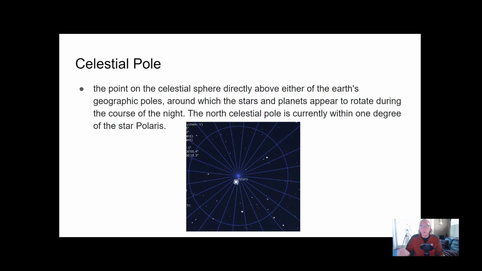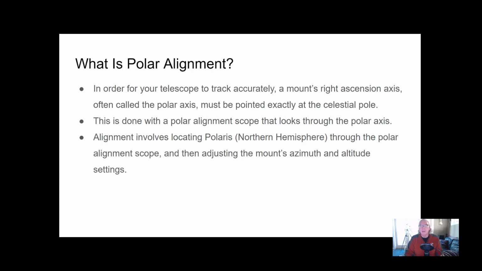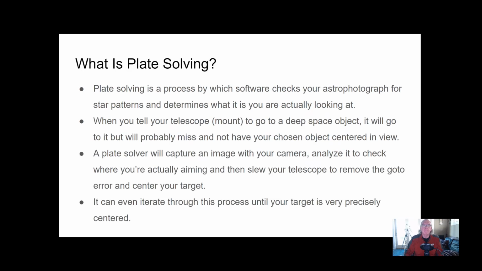So again, the polar alignment, I'm not going to go too much into that. I've got another video, but essentially you have to orient your right ascension axis on your equatorial mount with the north celestial pole, if you're in the northern hemisphere like I am. And again, I'll put a card pointing to this video on polar alignment.